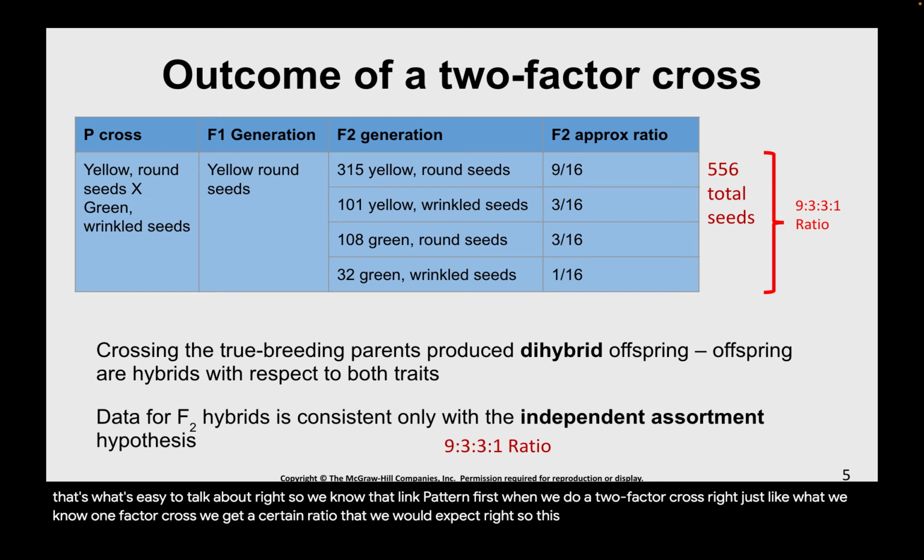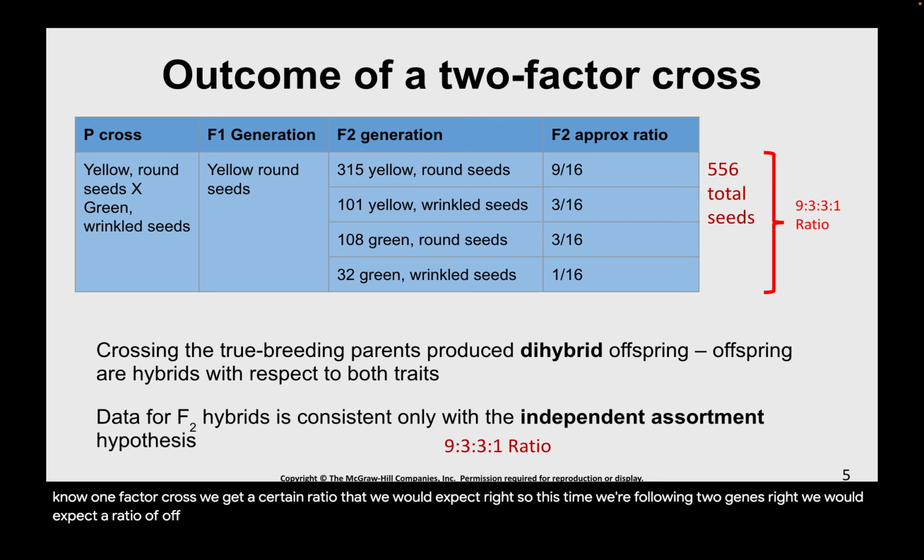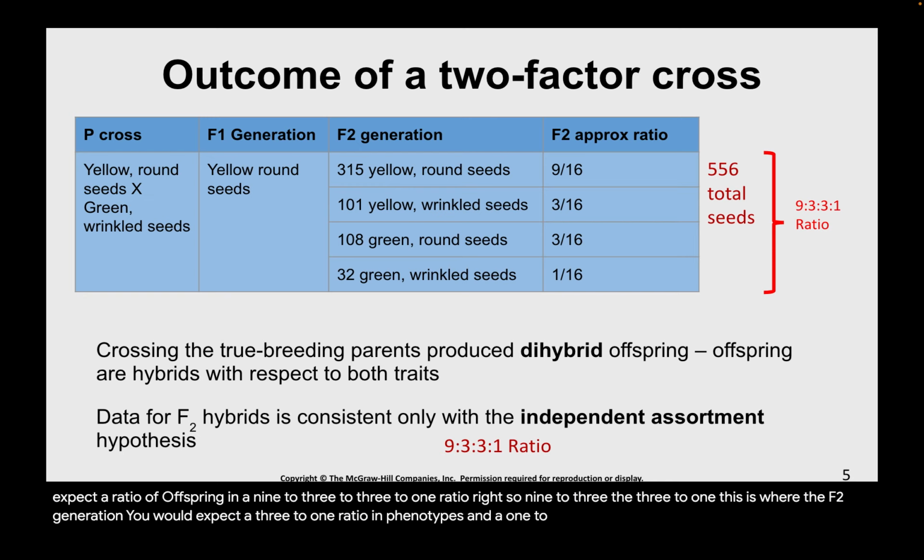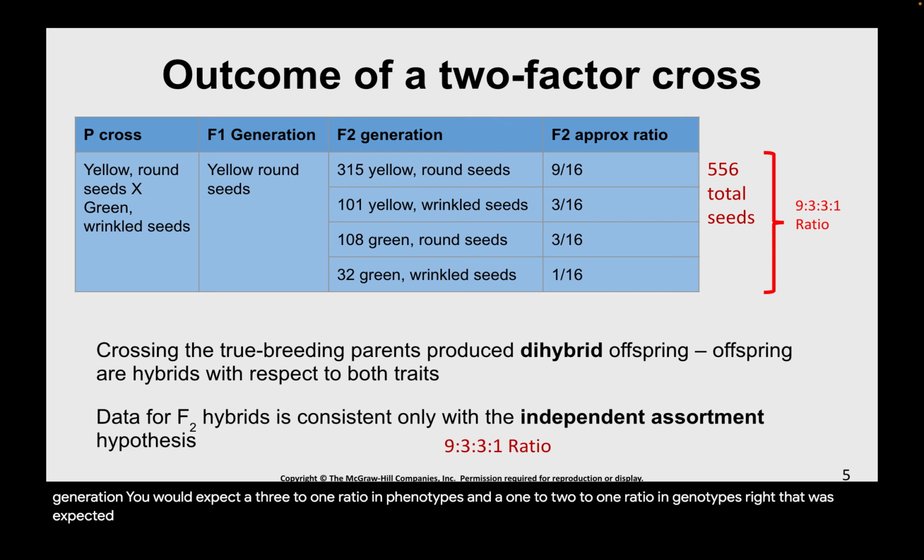So this time we're following two genes, right? We would expect a ratio of offspring in a 9:3:3:1 ratio, right? So 9:3:3:1, and this is for the F2 generation. Now remember, in the one-factor cross, we would expect a 3:1 ratio in phenotypes and a 1:2:1 ratio in genotypes, right? That was expected. The 9:3:3:1 ratio is expected for the two-factor cross, right?